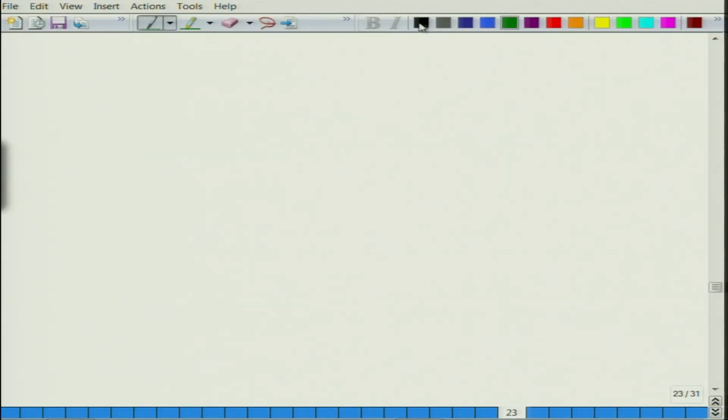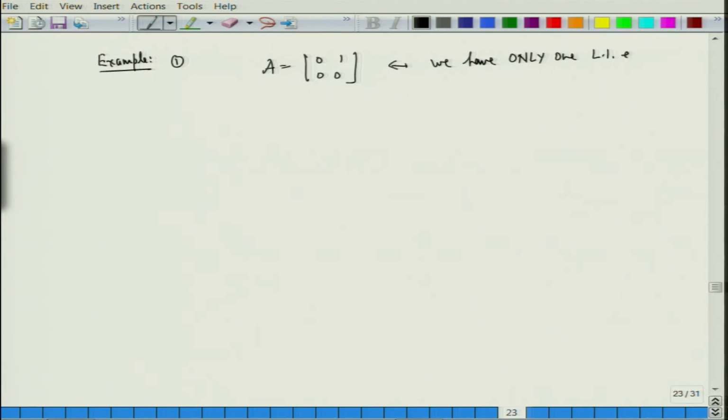So now let me look at examples. I just need to find enough linearly independent eigenvectors. So the first example, you already have that. If I look at this matrix 0 1 0 0, we have only one linearly independent eigenvector, which was E1, this was the only one, corresponding to 0.